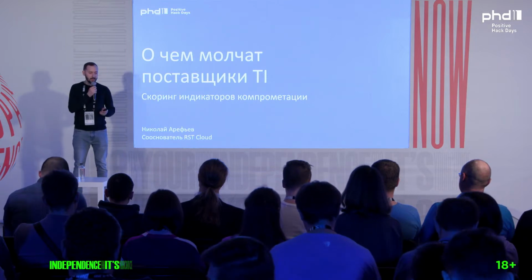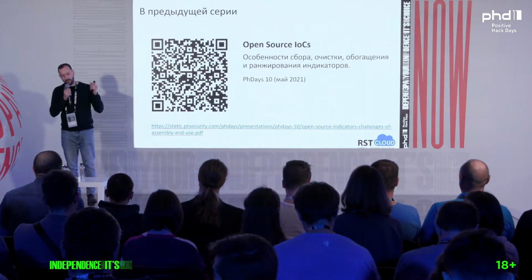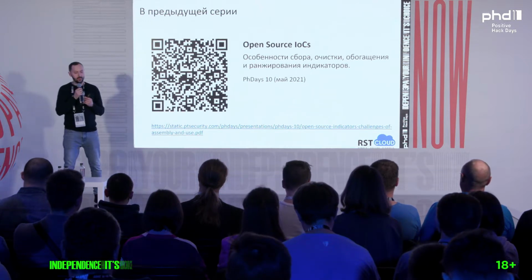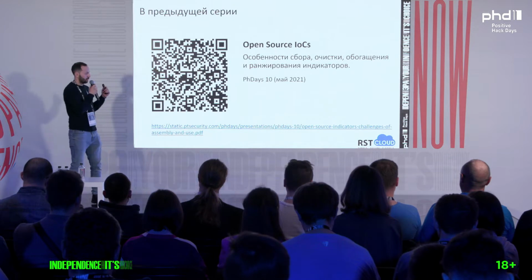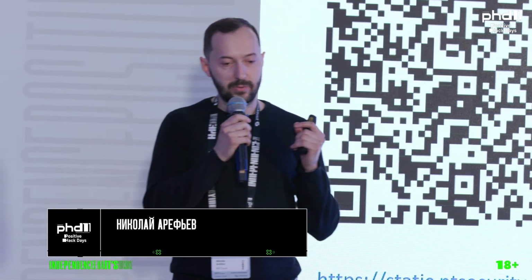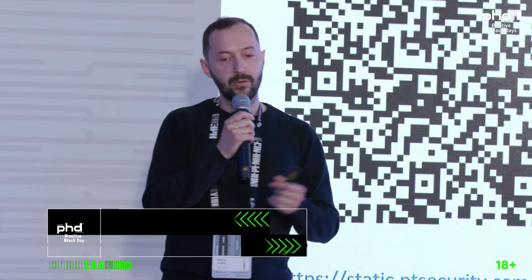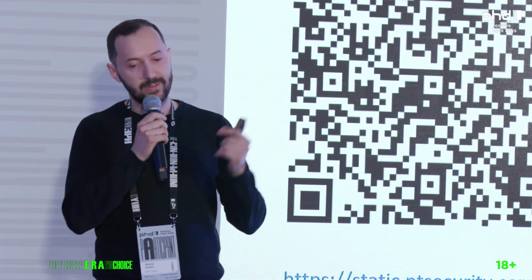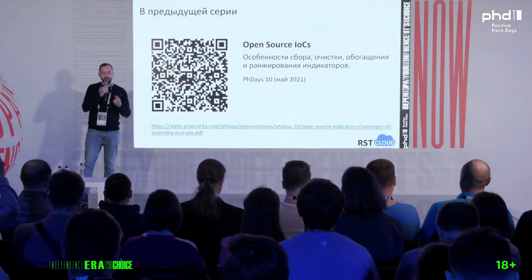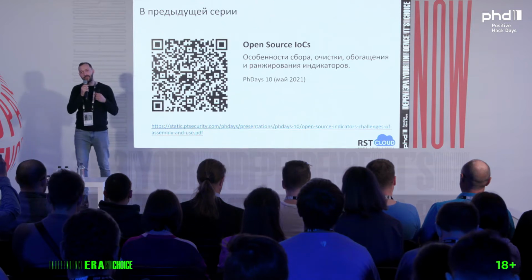Last year I presented here, talking about the common issues in dealing with open sources. When you're dealing with open sources of information, you will always need to somehow rank them, right? Score them, assigning a number to an indicator, a danger level.